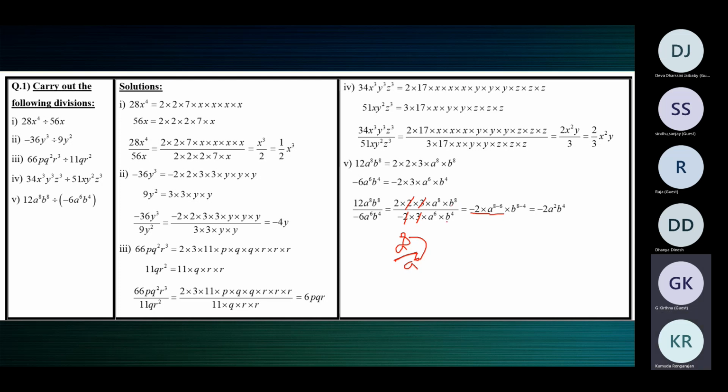Similarly, b to the power 8 by b to the power 4. Division it is, so subtract the powers, b to the power 8 minus 4. So the answer is minus 2. 8 minus 6 is 2, a square. 8 minus 4 is 4, so b to the power 4.